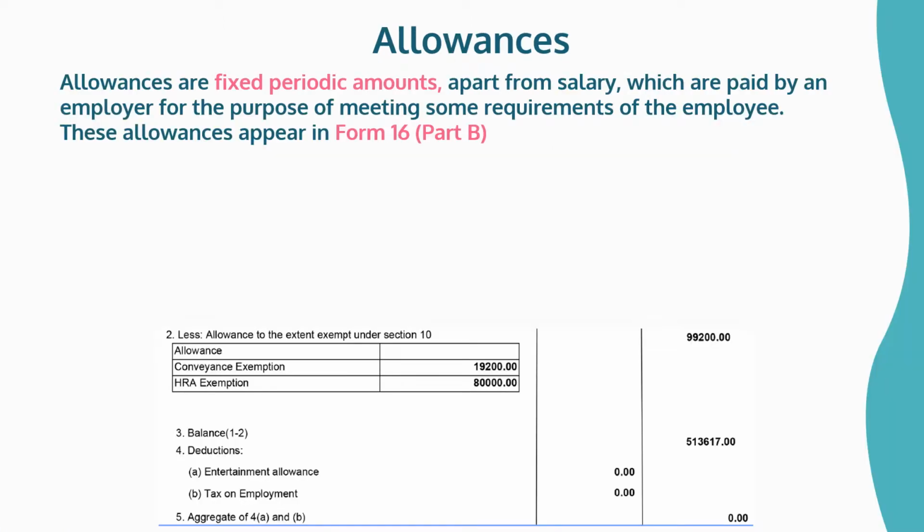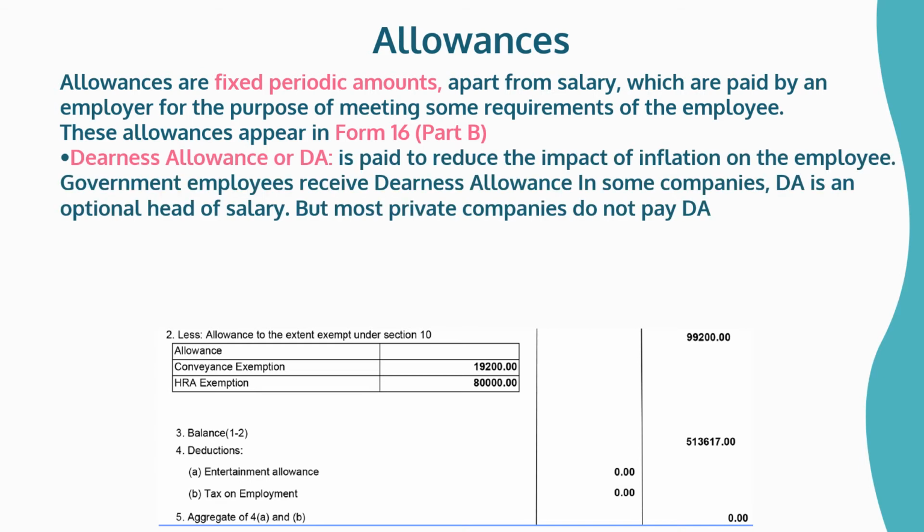Allowances are fixed periodic amounts, apart from salary, which are paid by an employer for the purpose of meeting some requirements of the employee. For example, tiffin allowance, transport allowance, uniform allowance, etc. Some examples of allowances are given below. These allowances appear in Form 16, Part B.